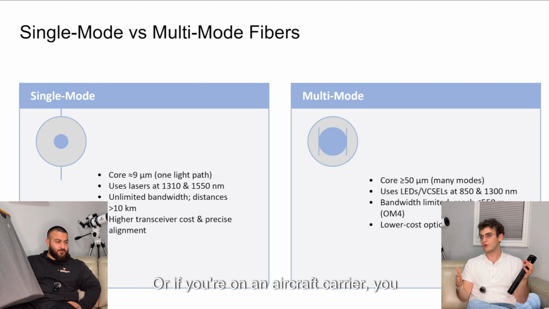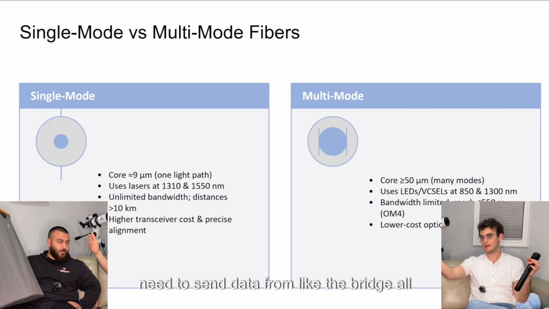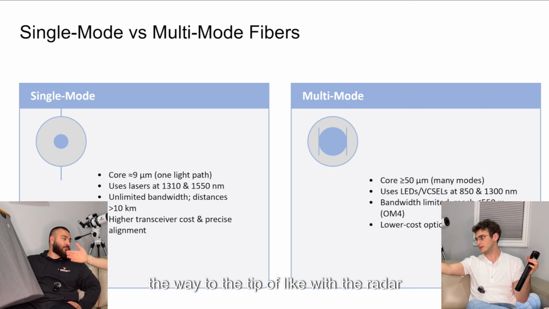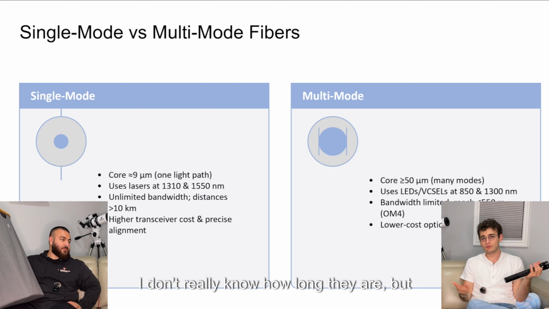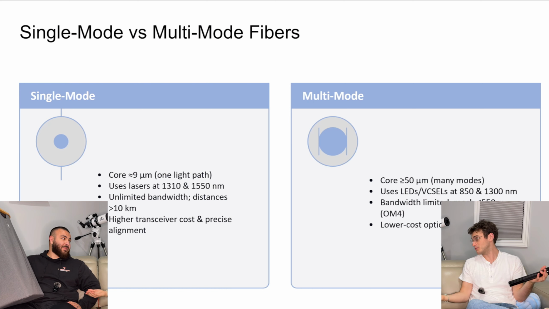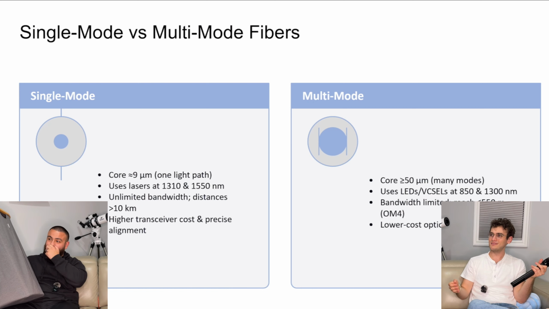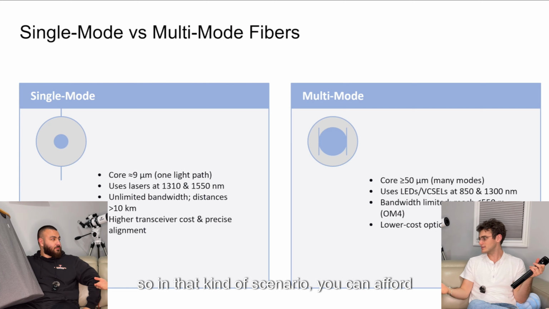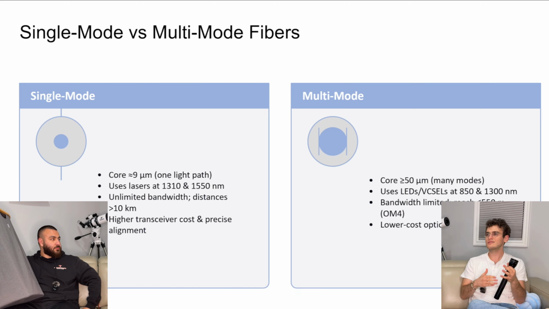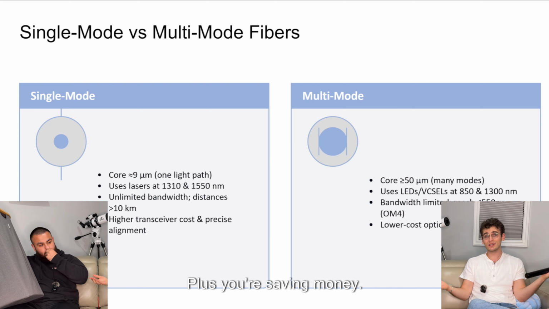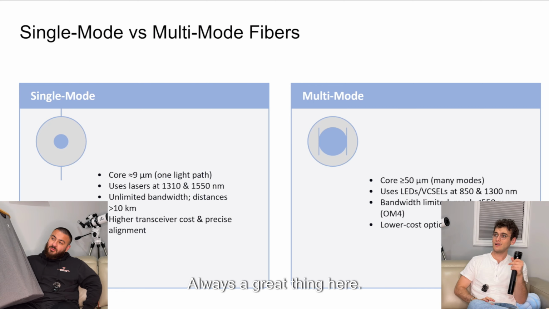Or if you're on an aircraft carrier, you need to send data from the bridge all the way to the tip with a radar sensor. That's probably less than half a mile. I don't really know how long they are, but I'm guessing less than half a mile. So in that kind of scenario, you can afford to use multimode because you're not really losing out on bandwidth. It's still about the same speeds. You're going to be fine. Plus, you're saving money. Always a great thing.